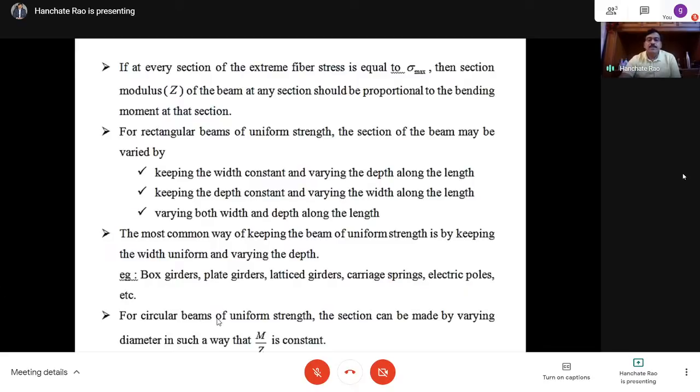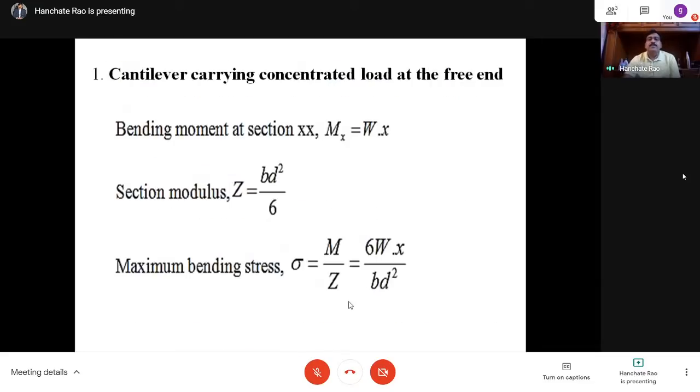For circular beams of uniform strength, the section can be made by varying the diameter in such a way that M by Z is constant. You know M is proportional to Z, so M by Z must be a constant. Like that you can design a circular beam.